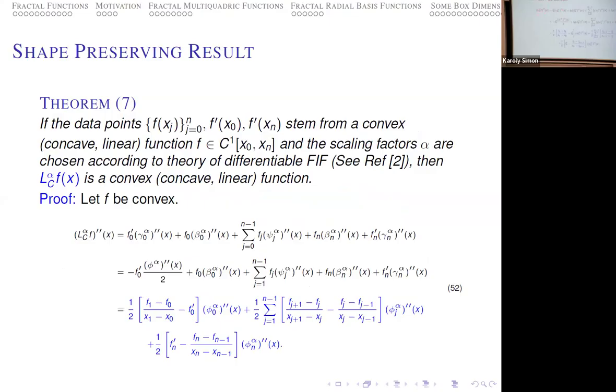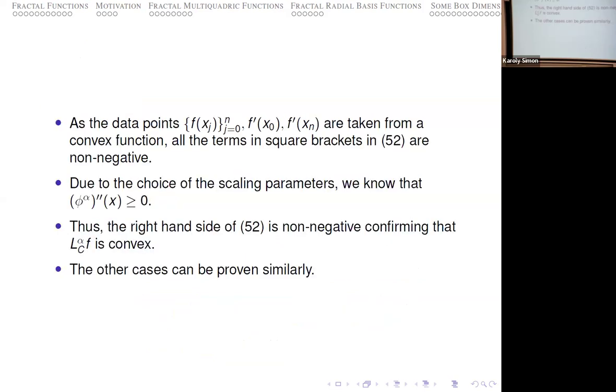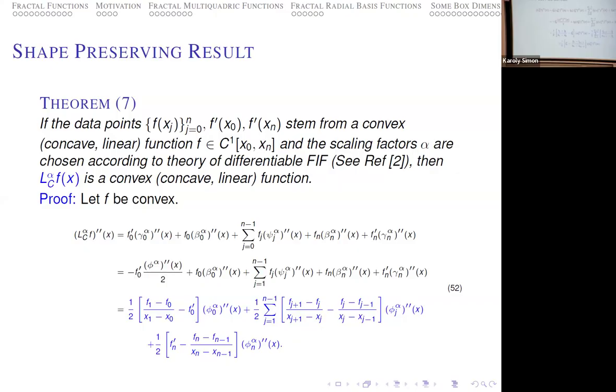You have to see the second derivative. If the original function is convex, this second derivative has to be positive. So one can write this expression, and then you can verify that each term here is going to be positive. Therefore the second derivative is positive, and this function is going to be convex.